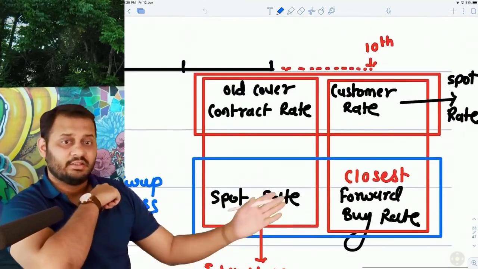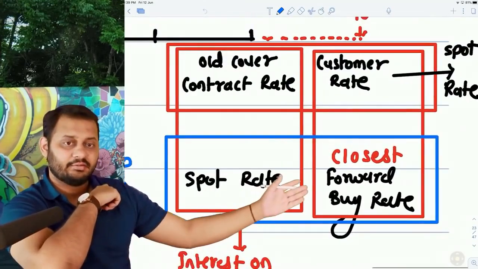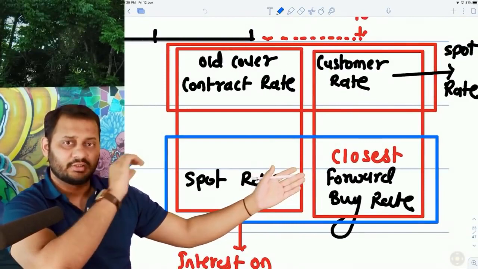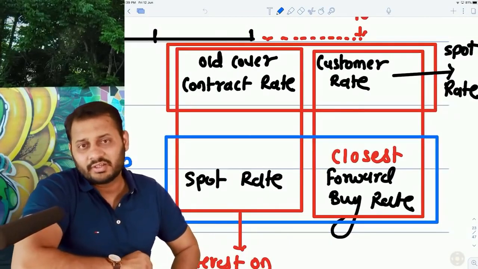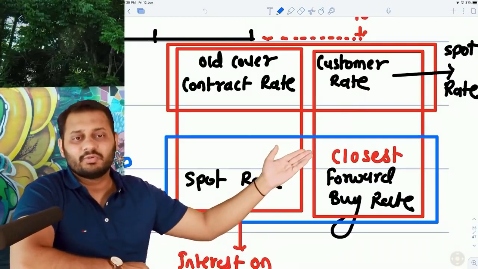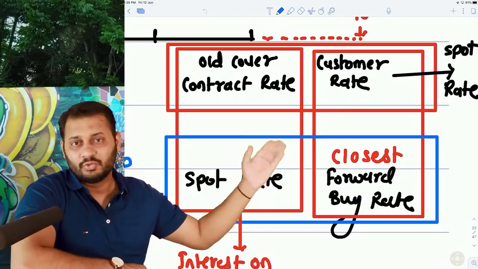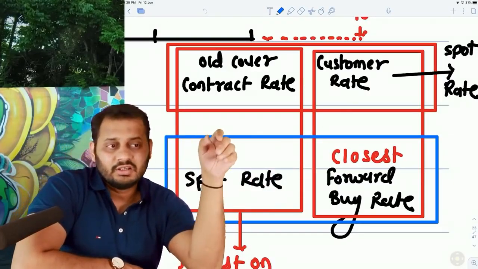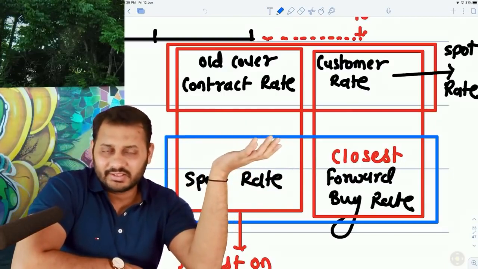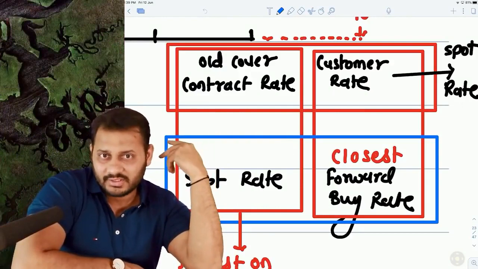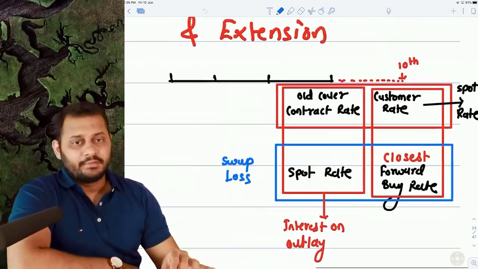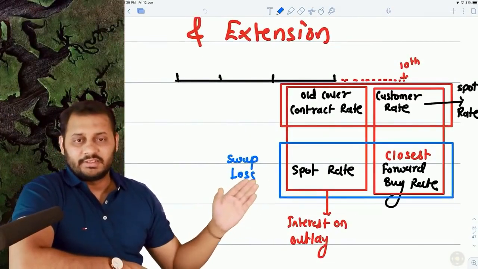Please understand, this forward buy rate means a swap transaction. It may not have been entered by the bank. If it is not entered by the bank, we will take the closest possible forward buy. Closest, why closest? Because this contract is anyhow getting expired after 15 days. So why would the bank take 2 months forward in that case? Okay. Swap loss calculation is the same.